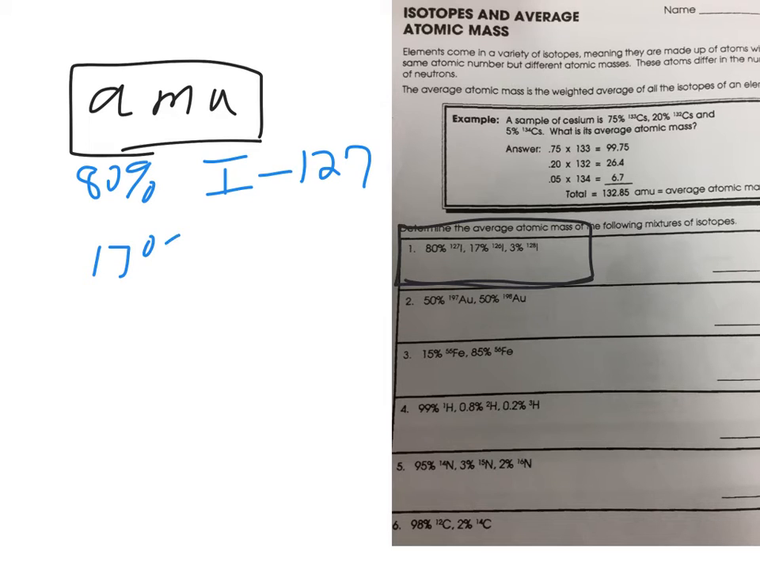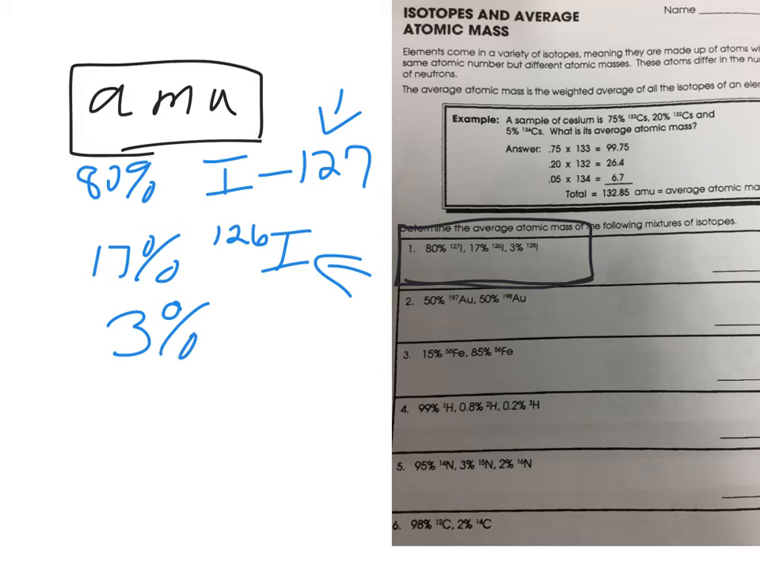17%, very good. Of still iodine, 126. And so they can write it both ways. They can write it this way, or they can write it this way. Okay? That number is still your mass. Okay, and my third one there, 3% of iodine, 128. Okay? Now, remember that you must show your work.